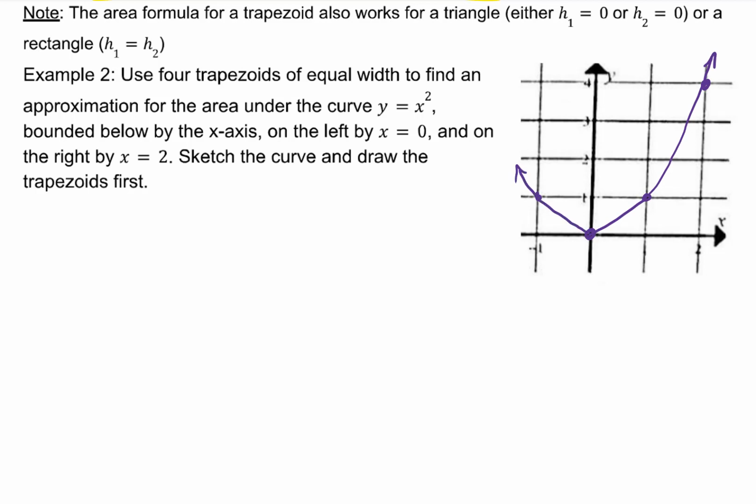Our left boundary is x equals 0. Our right boundary is x equals 2. 4 trapezoids of equal width would give me a width of 1/2 for each trapezoid. Fill in the trapezoids. If you didn't want to graph or you couldn't see visually what that width should be, remember that width is equal to b minus a over n, where n is the number of trapezoids in this case.